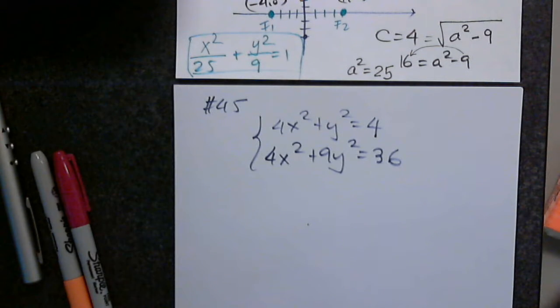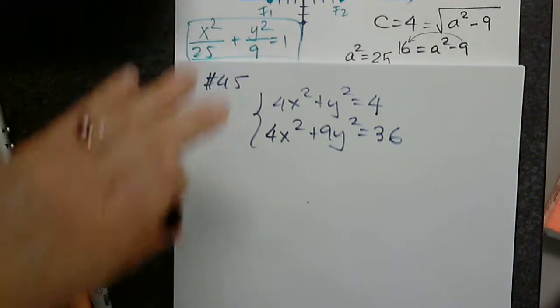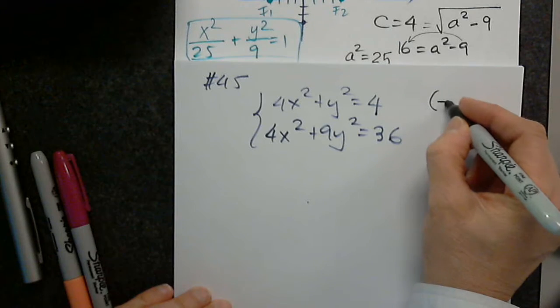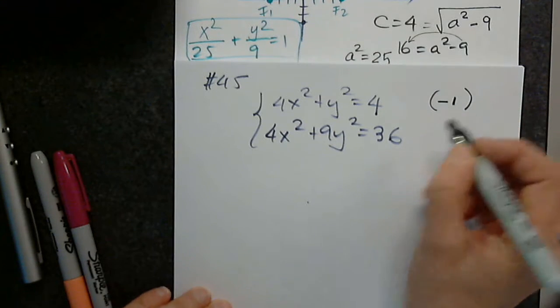Wait, what are we trying to do? We're trying to find the points of intersection. Solve each separately? Nope. Together? No. You can't just get the equation of each. Nope. So here's what we're going to do, and you'll tell me why I choose to do this.